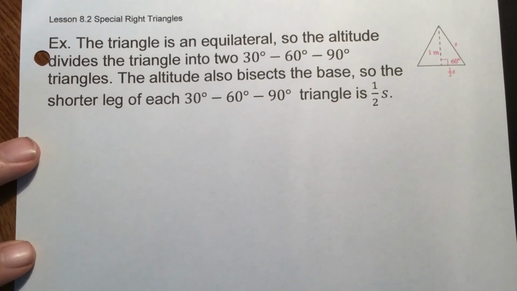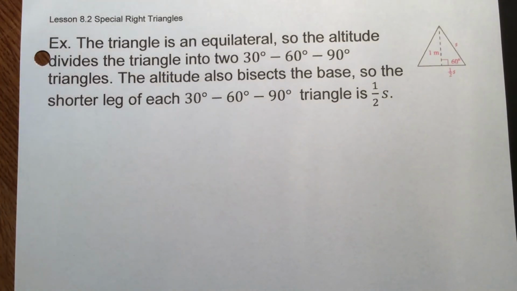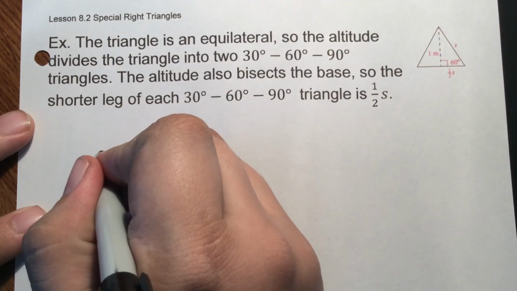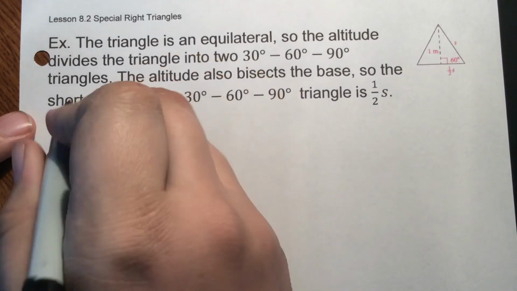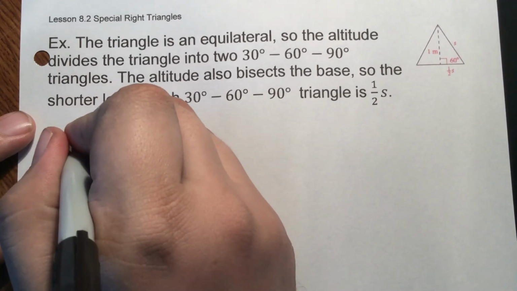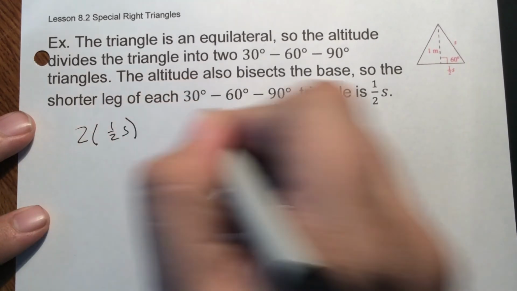And the last problem. The triangle is an equilateral, so the altitude divides the triangle into two 30, 60, 90 triangles. So this is similar to what we did with the proof. So the altitude also bisects the base, so that the shorter leg of each 30, 60, 90 triangle is 1/2 s. Now, what it should say is, what is s? Because that's what we're going to find. So, s here is going to end up being, well, if this is x, it'll be 2 times our 1/2 s.